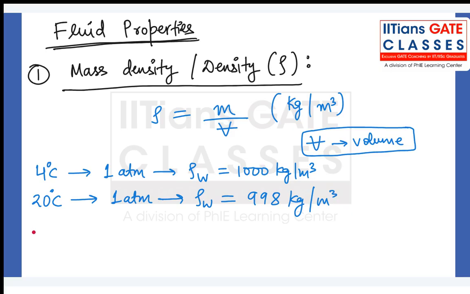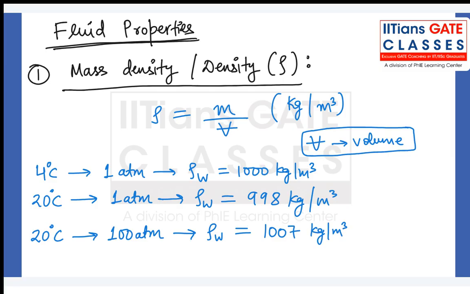Now I am doing one thing. Keeping temperature the same, 20 degrees Celsius, I am increasing the pressure to 100 atmosphere. Now what will happen to density? It will increase, right? So the value comes close to 1007 kg per meter cube.